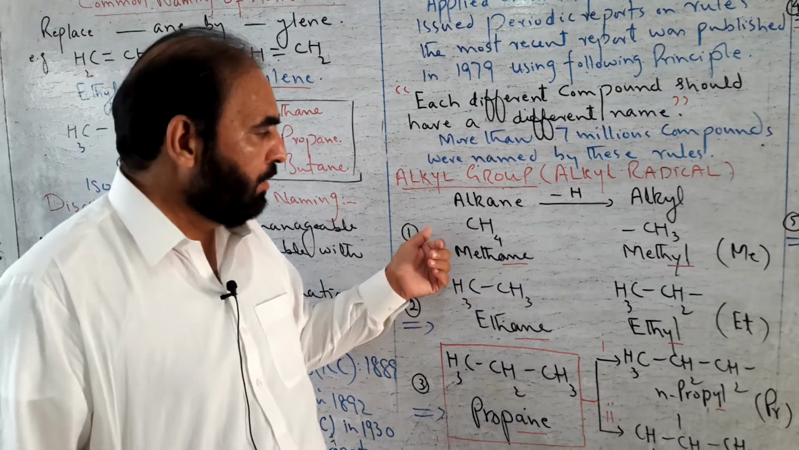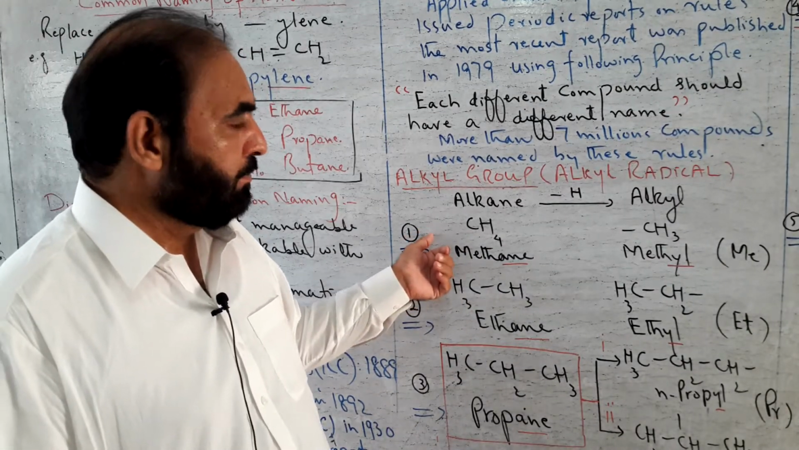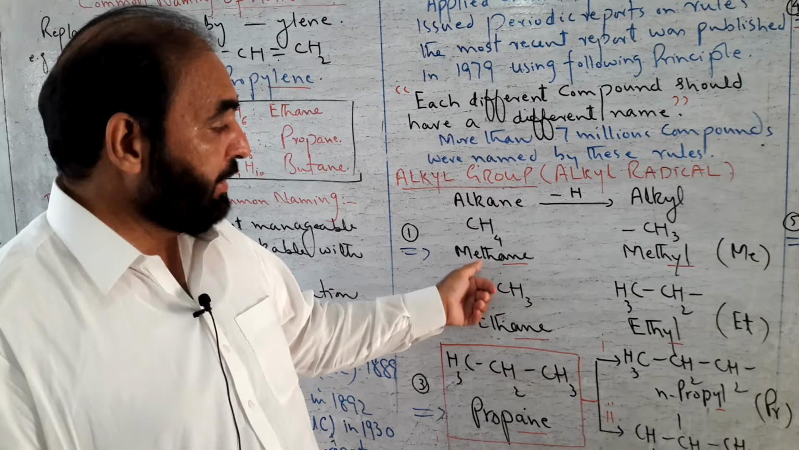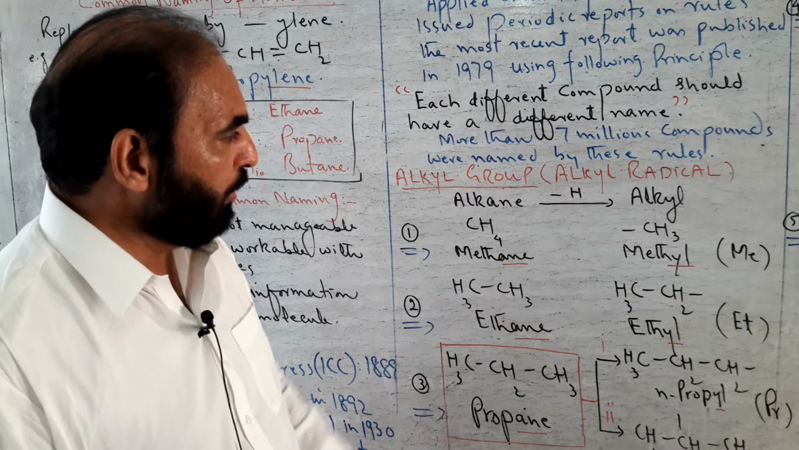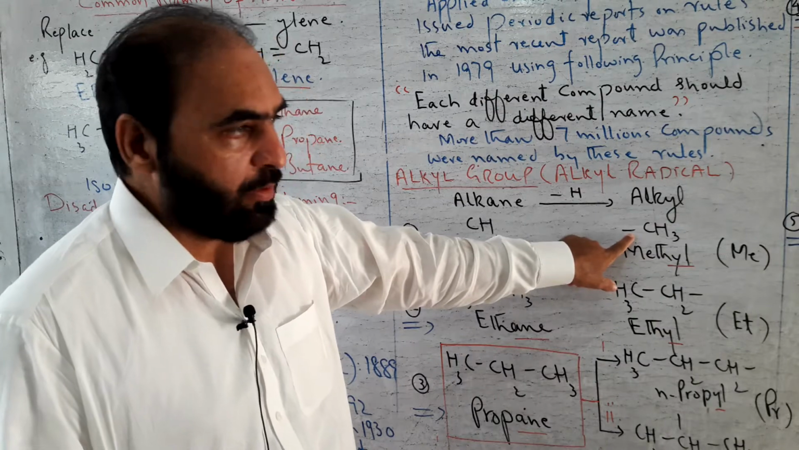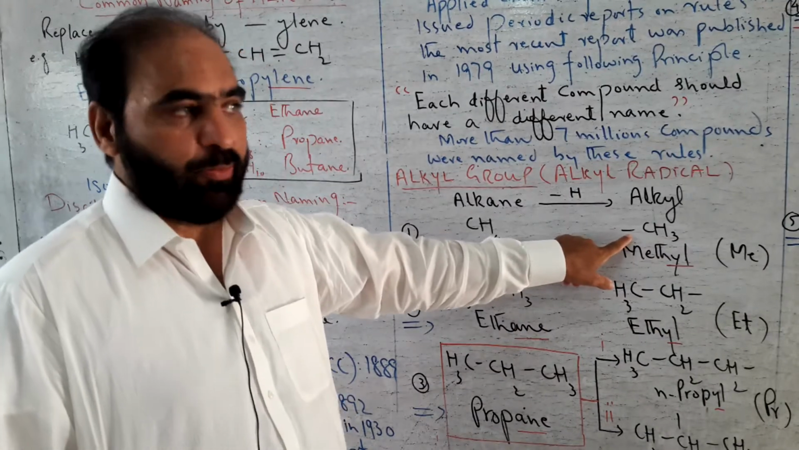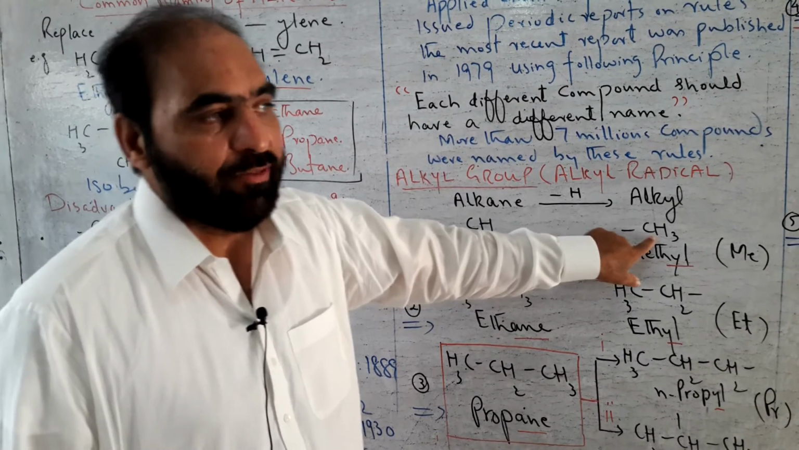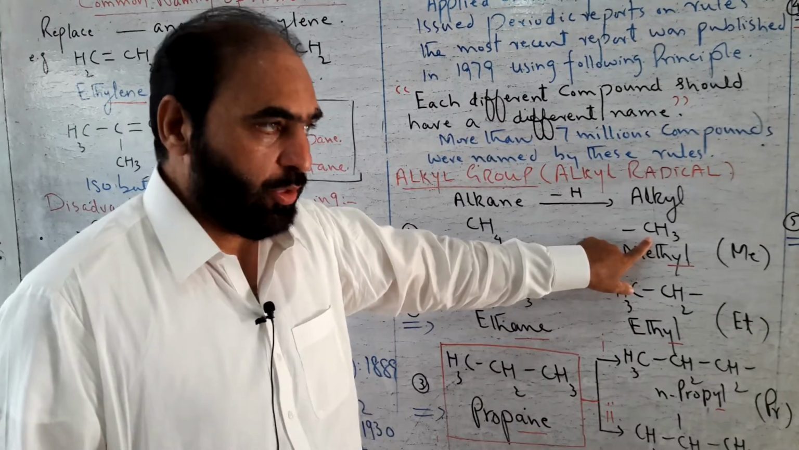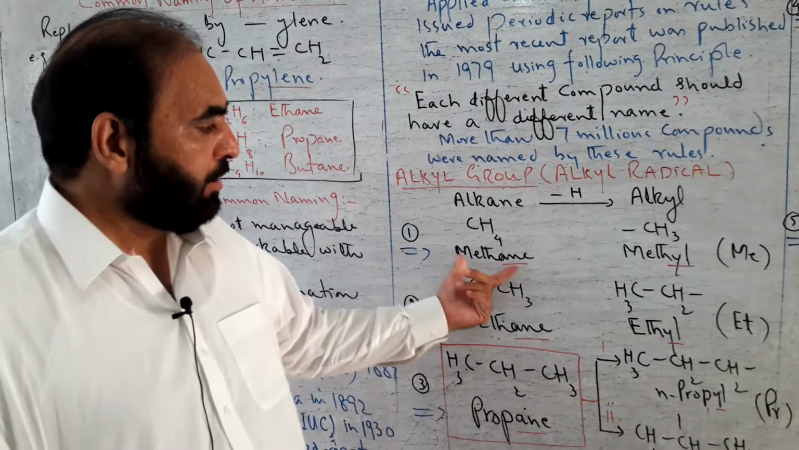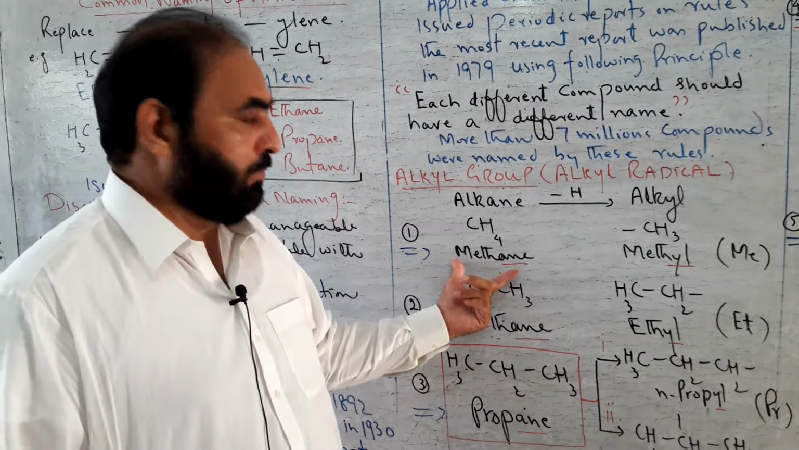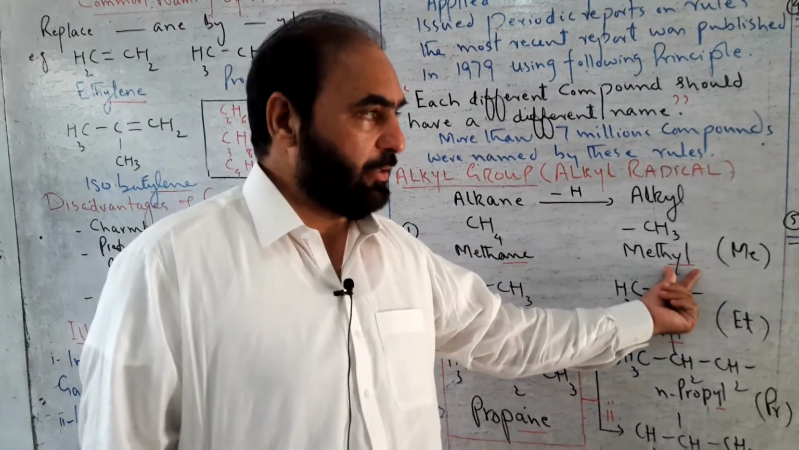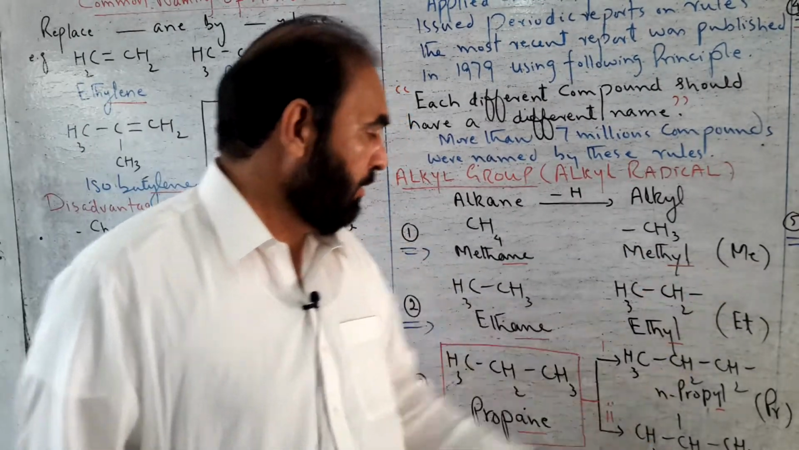For example, when we have hydrocarbon from alkane family with one carbon atom, methane, and we remove one hydrogen atom from carbon, its one valency has been opened. This small hyphen indicates the open valency of carbon atom from which one hydrogen atom has been removed. So we get alkyl group having name on the basis of the name of methane, methyl. Ane has been replaced by yl.